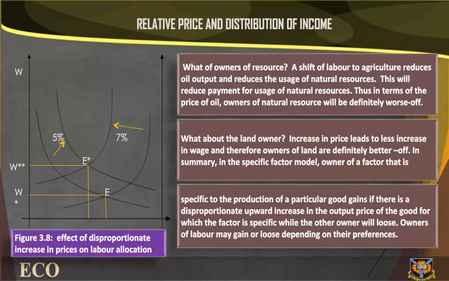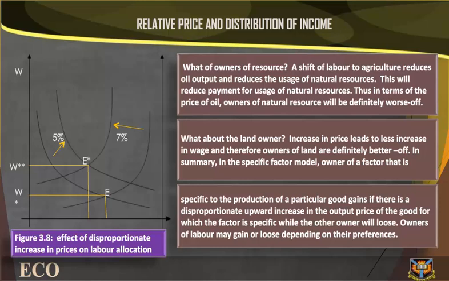What of owners of resource? A shift of labor to agriculture reduces oil output and reduces the usage of natural resources. This will reduce payment for usage of natural resources. Thus, in terms of the price of oil, owners of natural resource will be definitely worse off. What about the landowner? Increase in price leads to less increase in wage, and therefore owners of land are definitely better off.